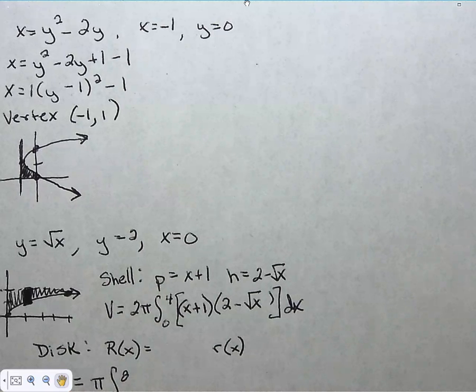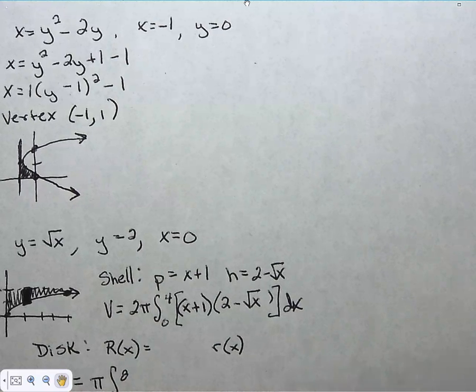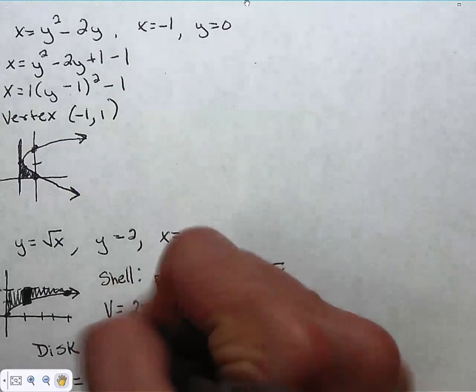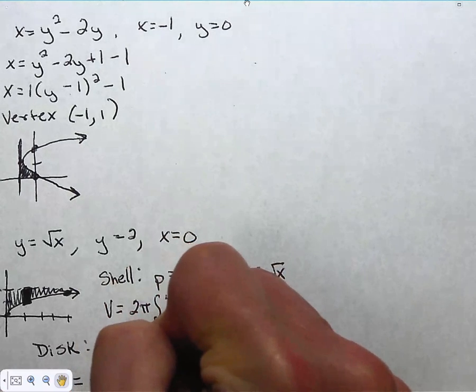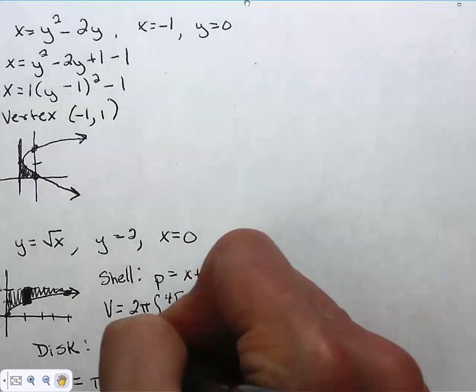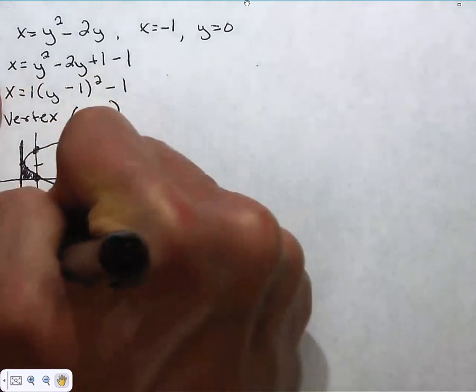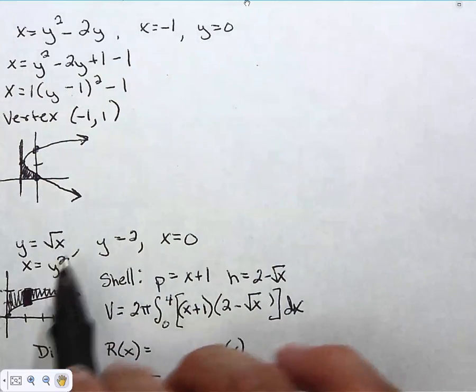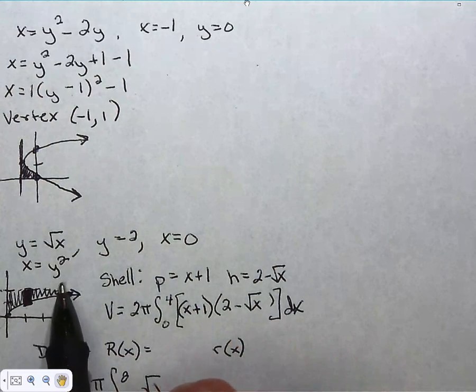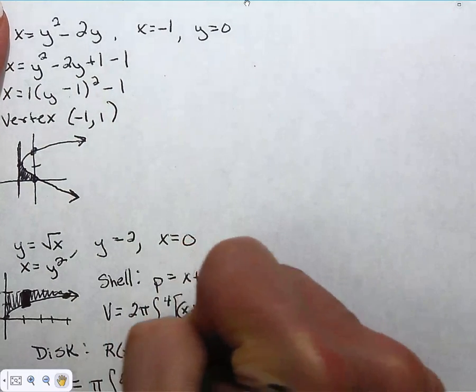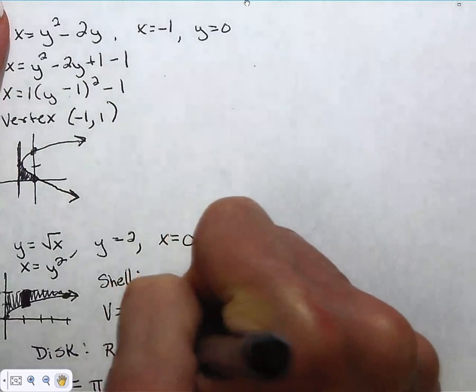Square root of x plus 1, because the whole thing is 1 unit wider than just square root of x. Wait, no, not square root of x, because if we're using horizontal rectangles, we want our integrand to be in terms of y, so we'd need to use x equals y squared. So you were thinking the right thing. You were thinking add 1, but make sure you're adding 1 to this in terms of y. So y squared plus 1 is the outer radius.